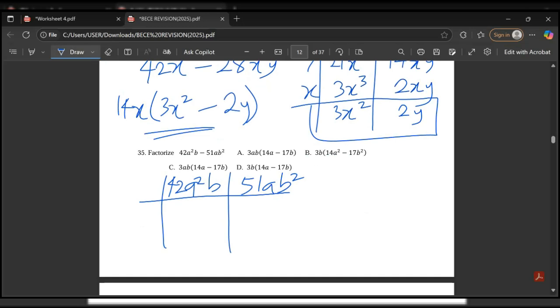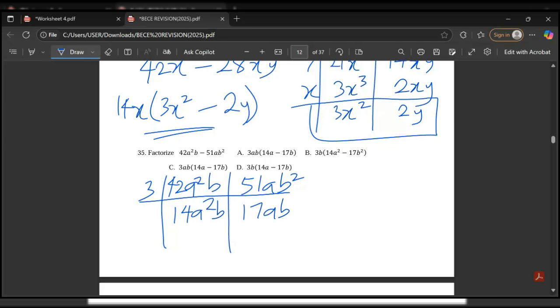So 3 can divide a number if the sum of the digits in that number gives a number that is divisible by 3. So 4 plus 2 is 6. 6 is divisible by 3. 5 plus 1 is 6. So that is why 3 can go. 3 in 4, that is 1, remainder 1, that is 12. 3 in 12, that is 4. Then a squared b. Then 3 in 5, that is 1, remainder 2. In 21, 7.